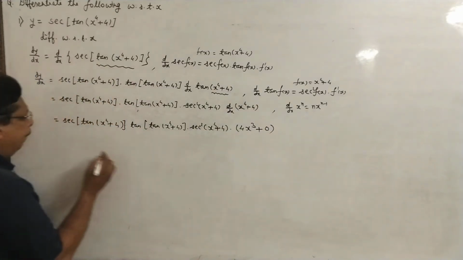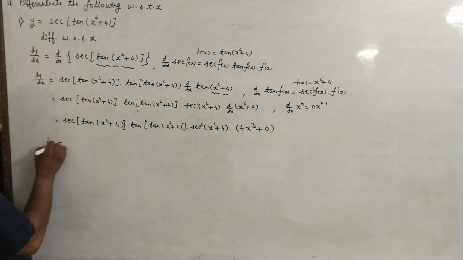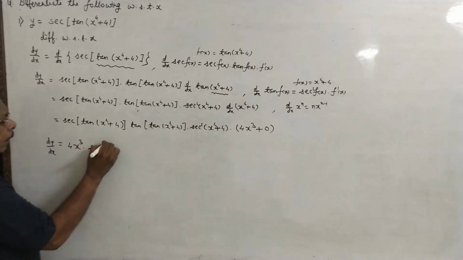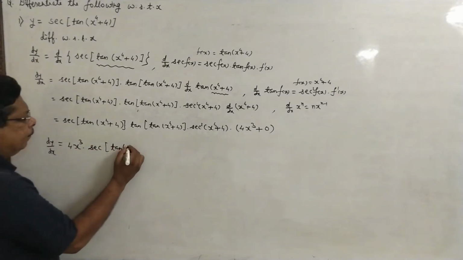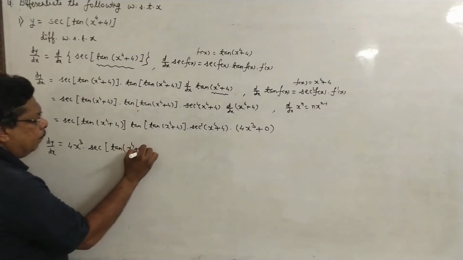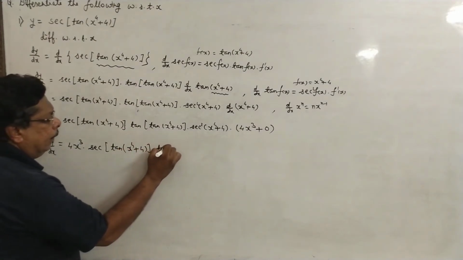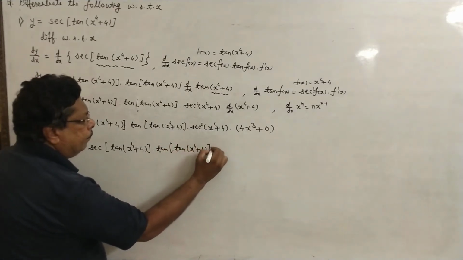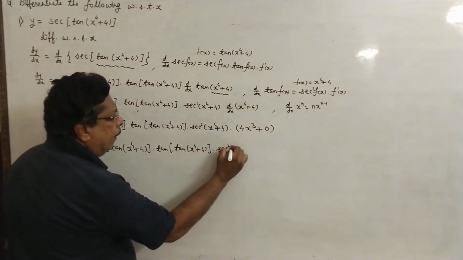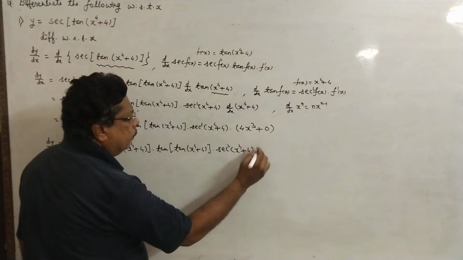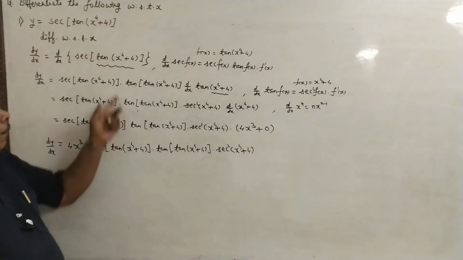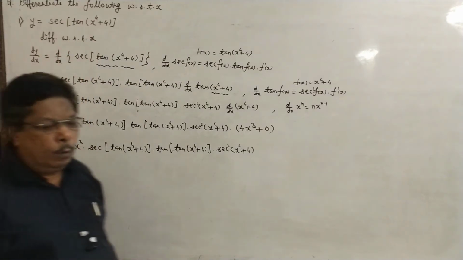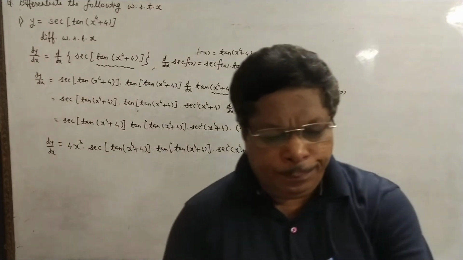So write down this algebraic term first. So required dy by dx is equal to 4x cube into sec of tan of x raised to 4 plus 4 into tan of x raised to 4 plus 4 into sec square x raised to 4 plus 4, which is the required derivative of the given function. Do you understand? Okay. Now we will take the next one.